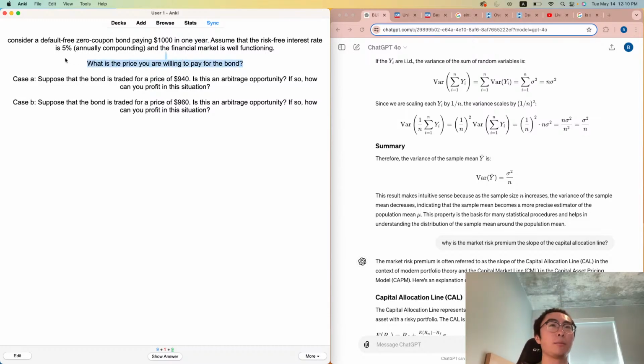I kind of remember this question, but I think the intuition here is that you have $1,000 in 1 year. You can discount this $1,000 at 5%, so you get the present value of the bond, which is around $950. Now suppose that the bond is traded for a price of $940. That means it's cheaper than what you're currently paying today, or the intrinsic value of the bond. And so what you could do then is take out a loan at 5%, use that loan to buy this bond at 940, and immediately pocket the difference.